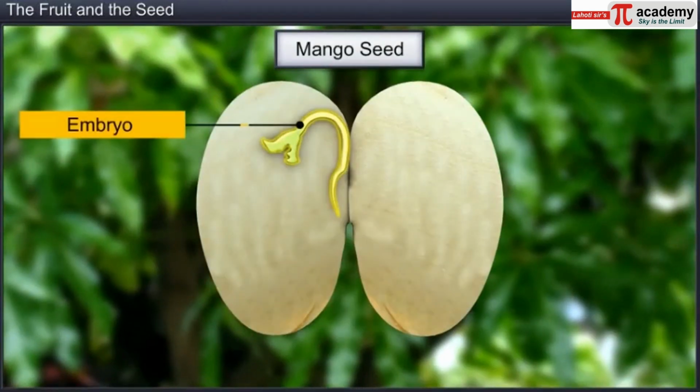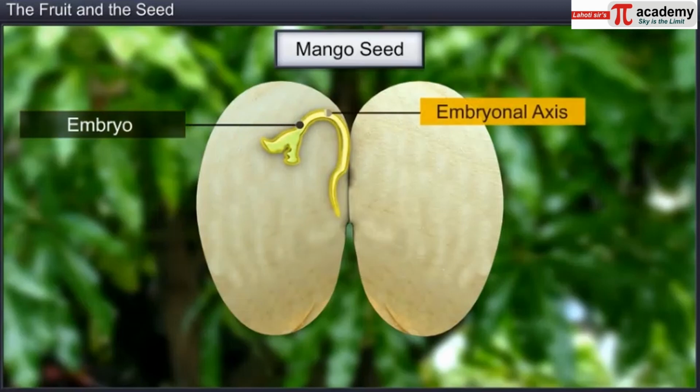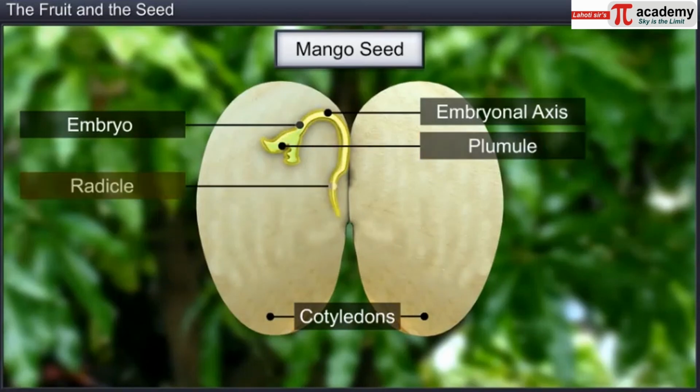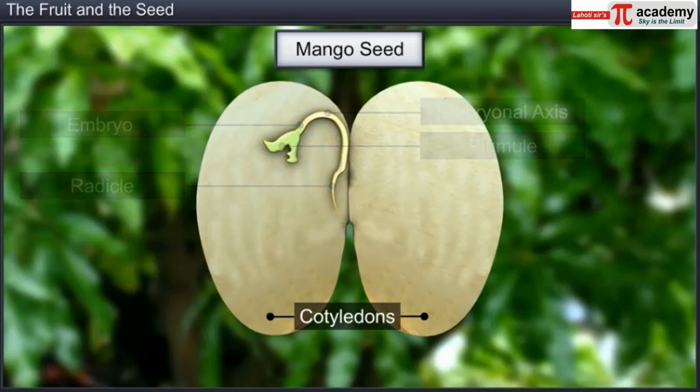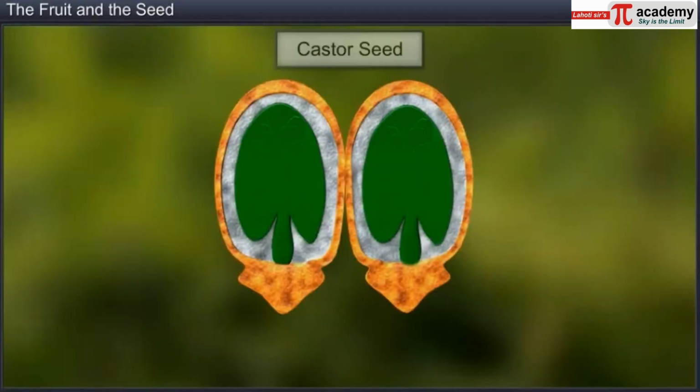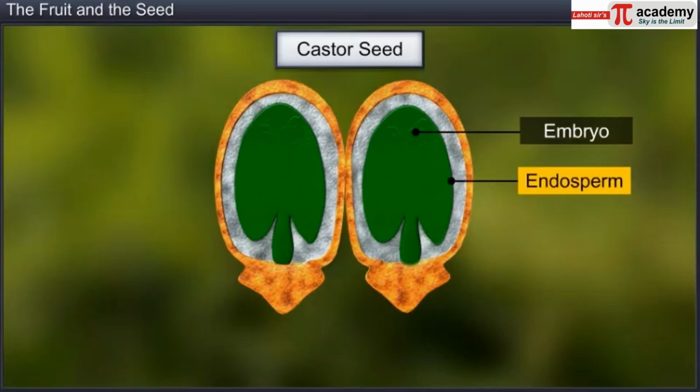Inside the seed coat lies the embryo, which comprises an embryonal axis and two cotyledons. At the two ends of the embryonal axis lie the plumule and the radicle. The cotyledons are often fleshy and store reserve food materials. In some seeds, such as castor, the developing embryo is surrounded by a nutritive tissue called the endosperm, which stores food and helps the embryo grow.